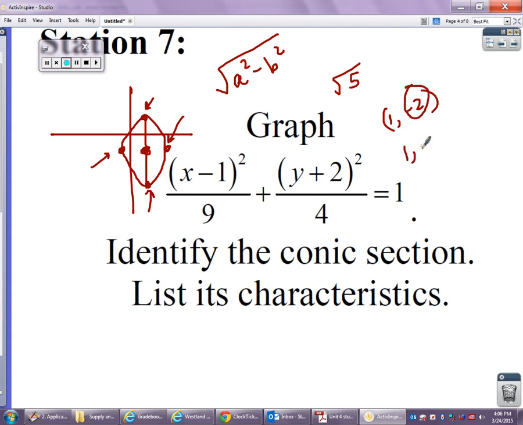So one of my foci is going to be at (1, negative 2 plus root 5), with the x being 1, and the other focus is going to be at (1, negative 2 minus root 5). And these would be the coordinates of my two focus points.